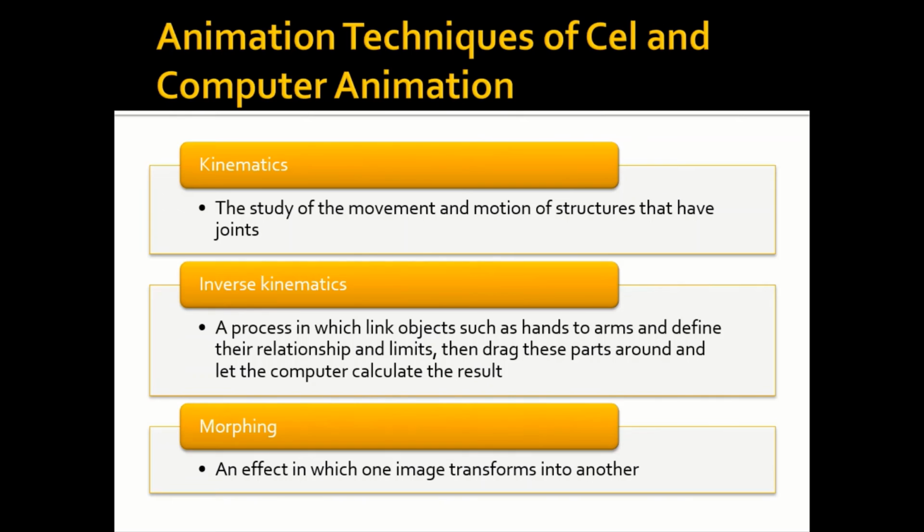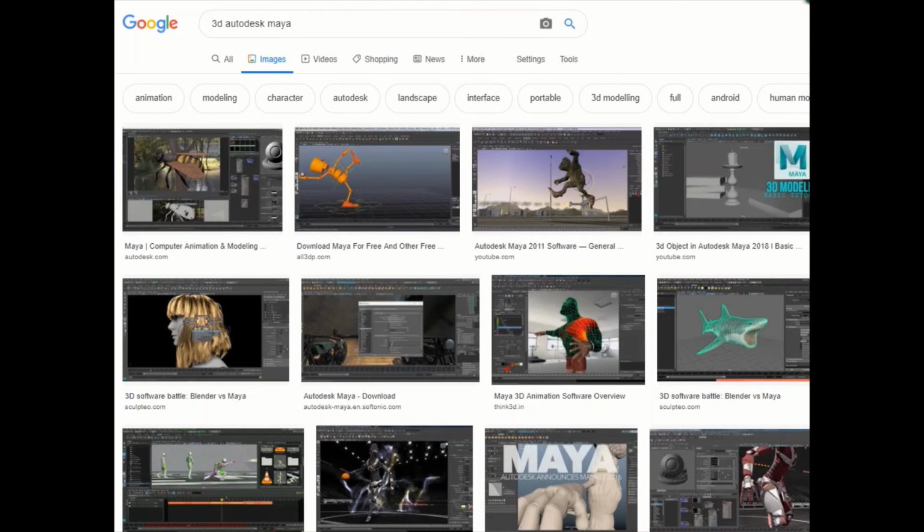Next is inverse kinematics. Inverse kinematics is also a process by which you link objects, such as hands to arms, and define their relationships and limits. For example, your elbow cannot bend backward. These are relationships that need to be defined in software such as Maya 3D software. Once those relationships and parameters have been set, you can then drag these parts around and let the computer calculate the results.